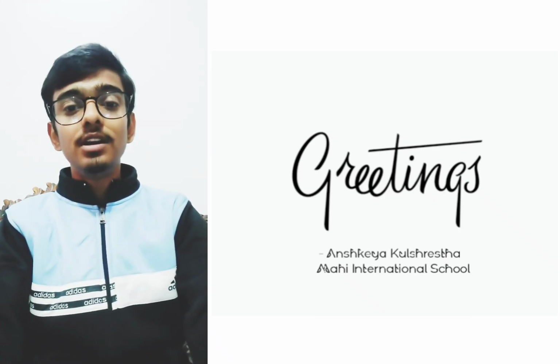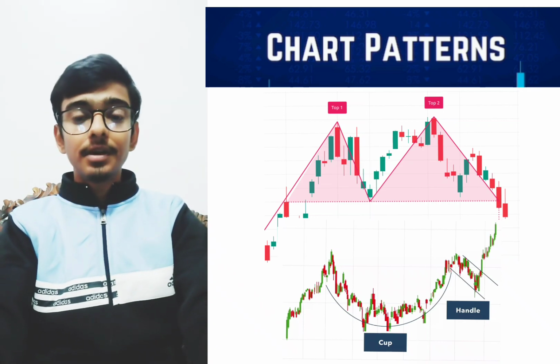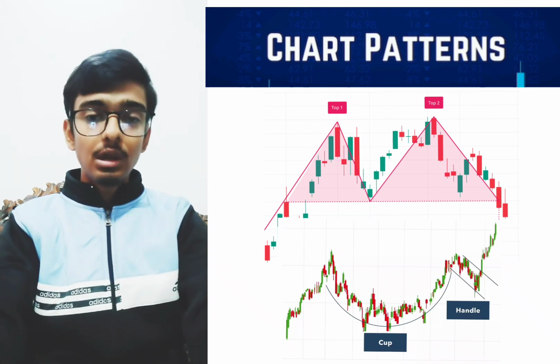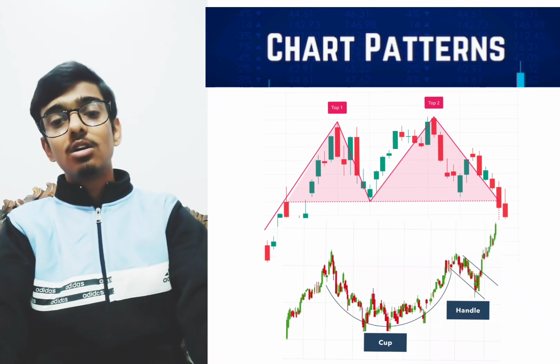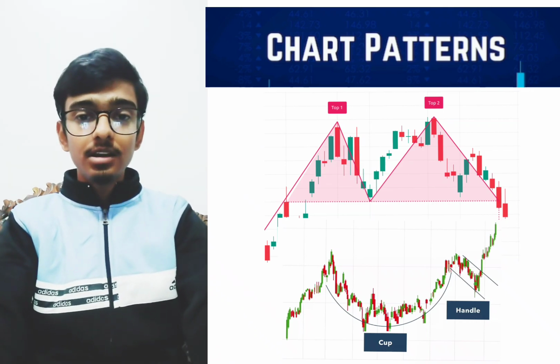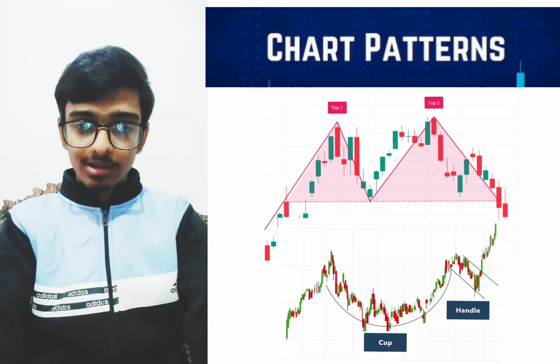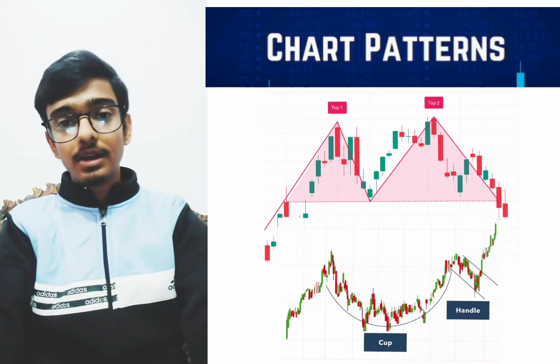In that class, we learned about chart patterns. So what are these chart patterns? Chart patterns are the graphical presentation of the movement of a price of a stock or share. They are used to find the trend in the movement of the price. So there are many types of chart patterns and we are going to study a few of them.